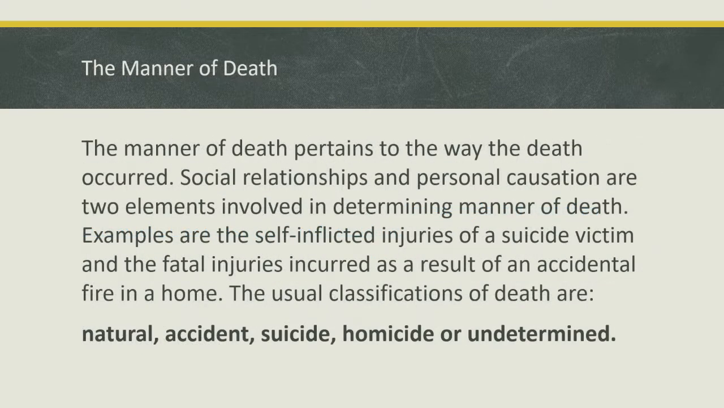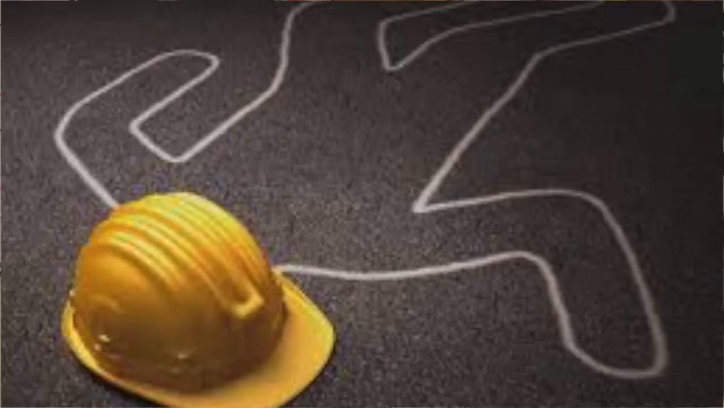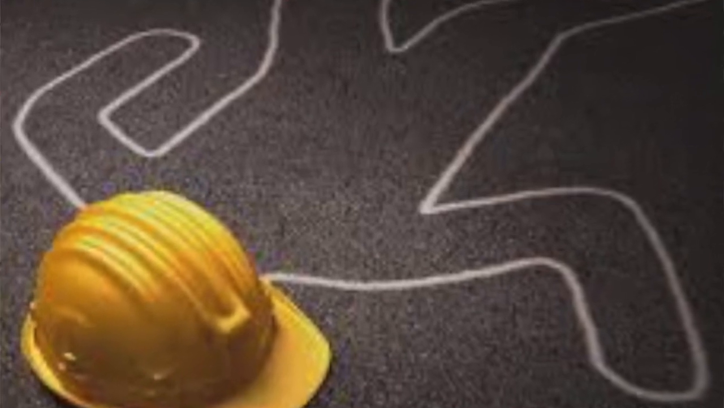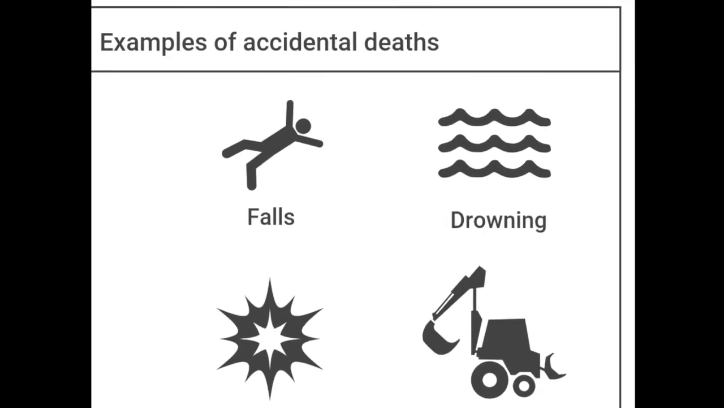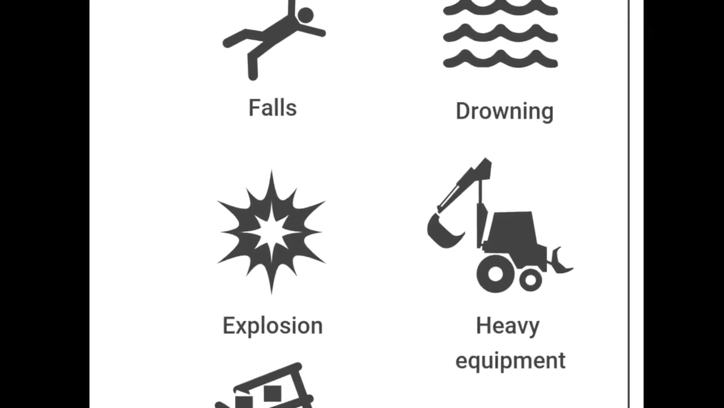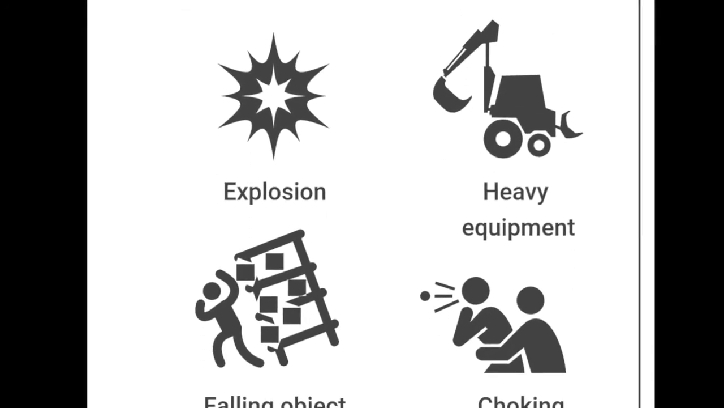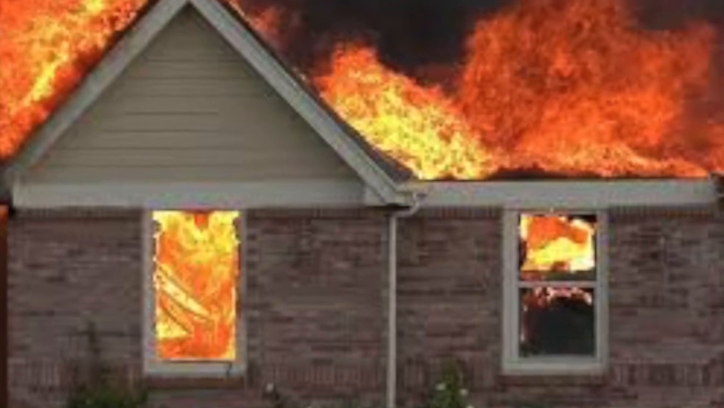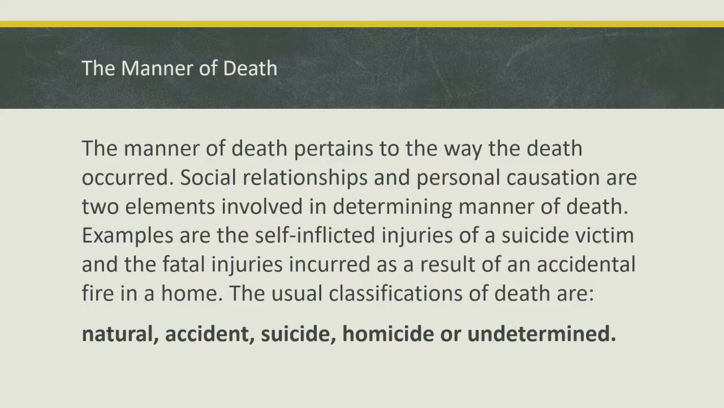Now let's get into the manner of death. The manner of death pertains to the way the death occurred. Social relationships and personal causation are two elements involved in determining manner of death. Examples are the self-inflicted injuries of a suicide victim and the fatal injuries incurred as a result of accidental fire in a home. The usual classification of death are natural, accident, suicide, homicide, or undetermined.